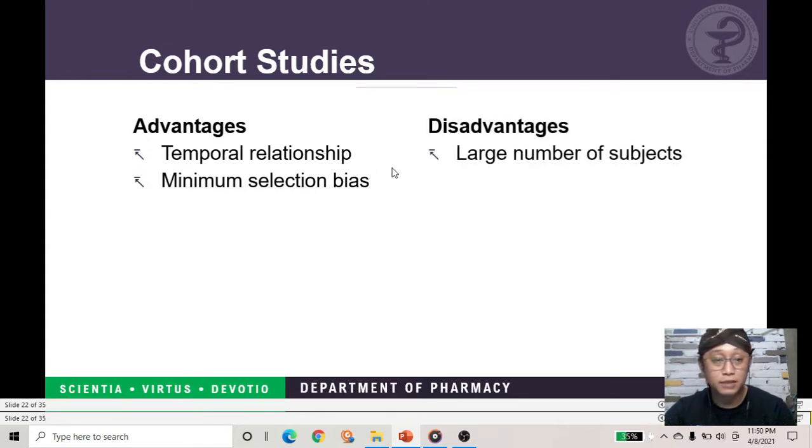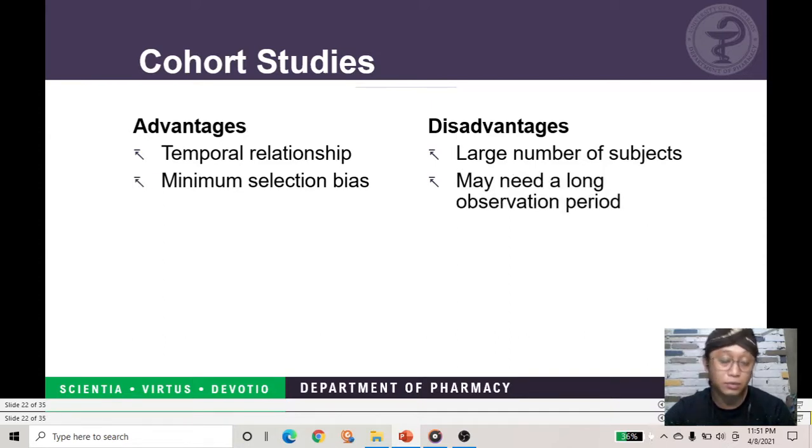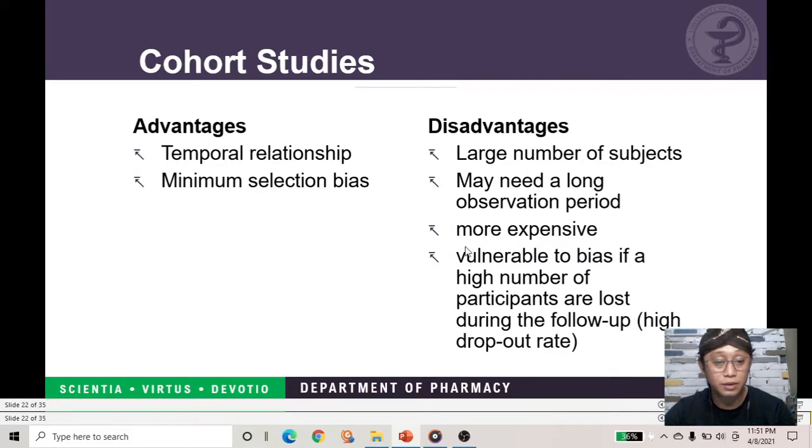The disadvantages: this study design usually needs a large number of subjects, and probably a long observation period, because for some kinds of outcomes, for example death, we need to observe over a long period of time. And this is vulnerable to bias if a high number of participants are lost during the follow-up, or we can say it as a dropout rate.